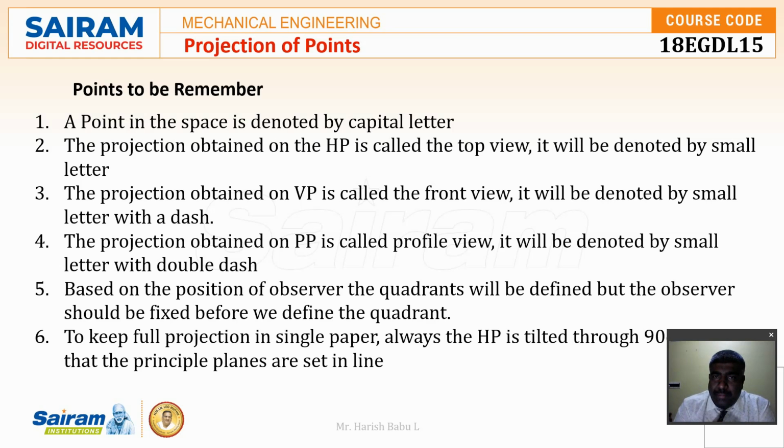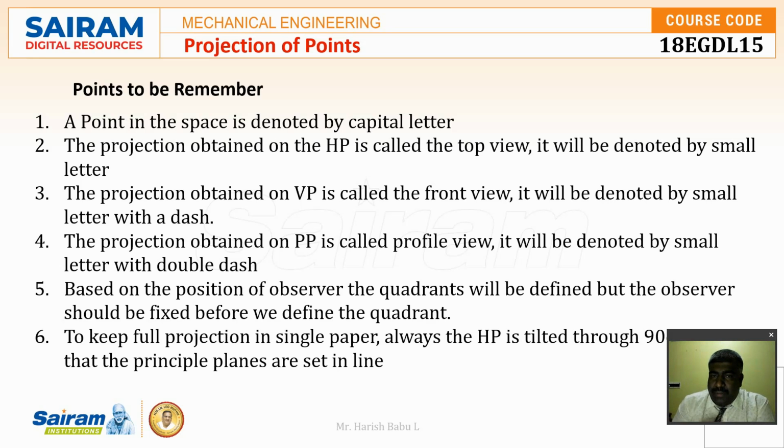So coming to the points to be remembered, the first one is that a point in space is to be defined by a capital letter. If you have a point A, it should be a capital letter. The projection obtained on the horizontal plane is called the top view. When you observe from the top, it will be drawn onto the horizontal plane. When you observe from the front, it will be projected onto the vertical plane. That will be denoted by a small letter with a dash on the top, whereas the top view will be denoted by a small letter.